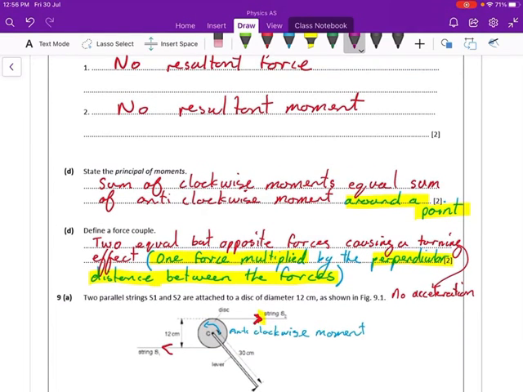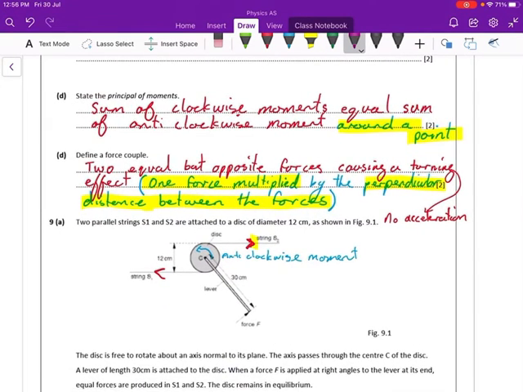Principle of moments. The sum of the clockwise moments must equal the sum of the anti-clockwise moments around a point, right? So this isn't about the closed system like with momentum. This is moments.